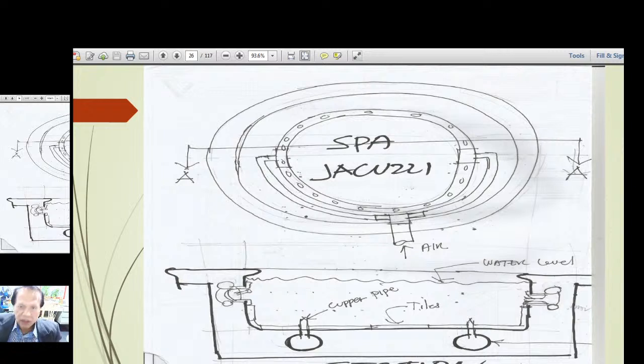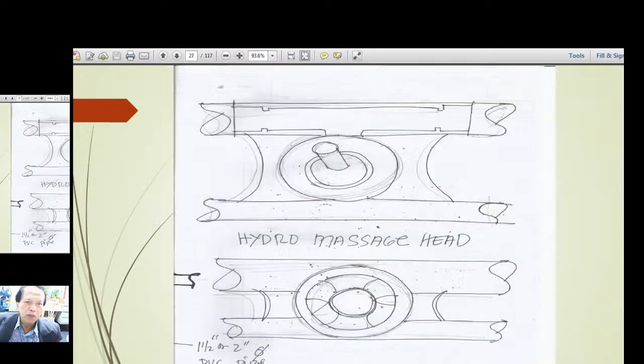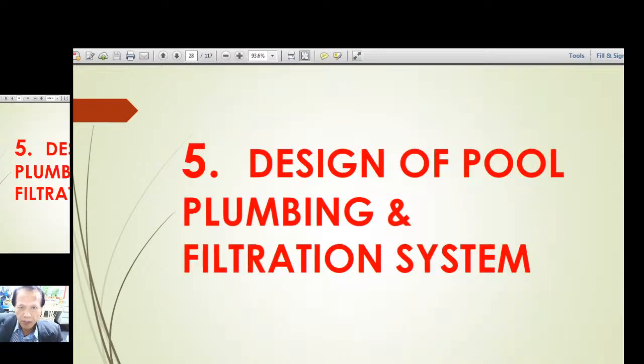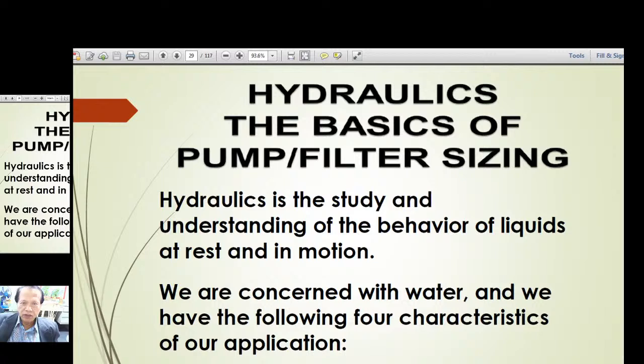And for a spa and jacuzzi, we have here some samples of the cross section of the jacuzzi tank. Okay. Top view here on the upper portion, and a section on the below portion. And here is also a sketch for a hydro massage head.